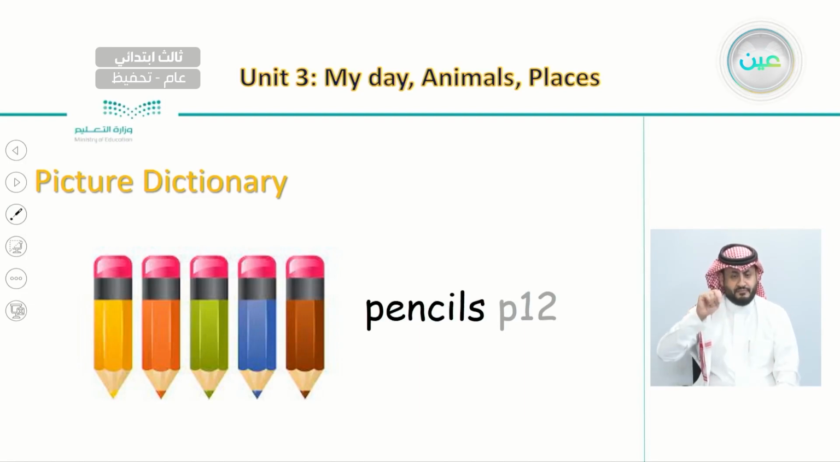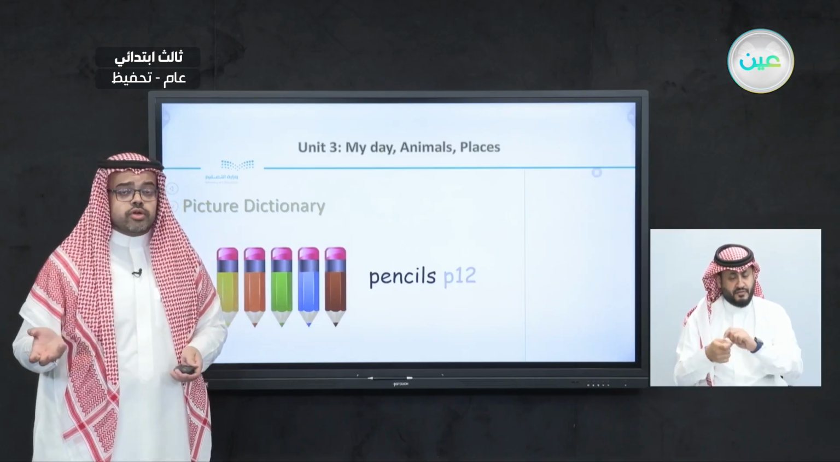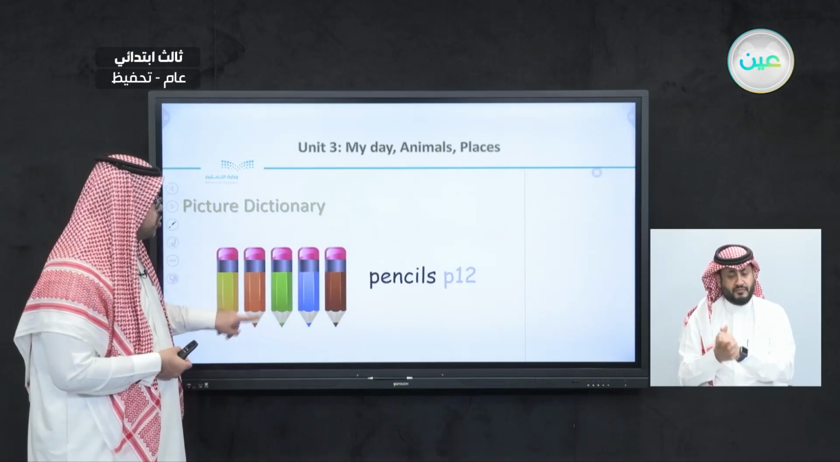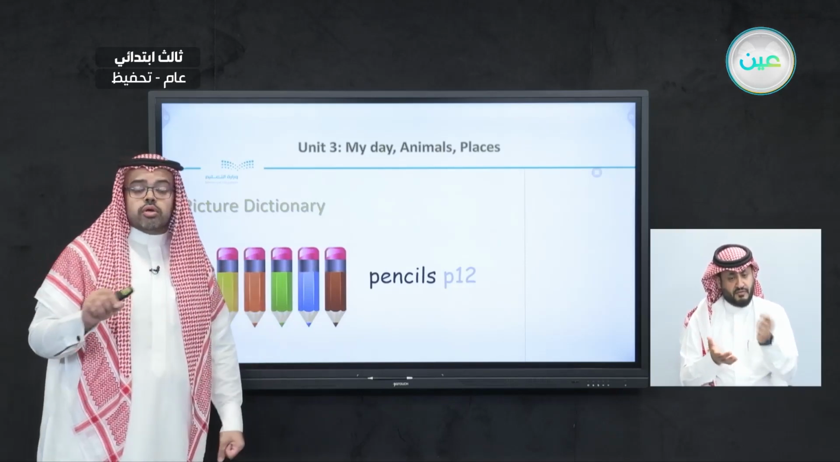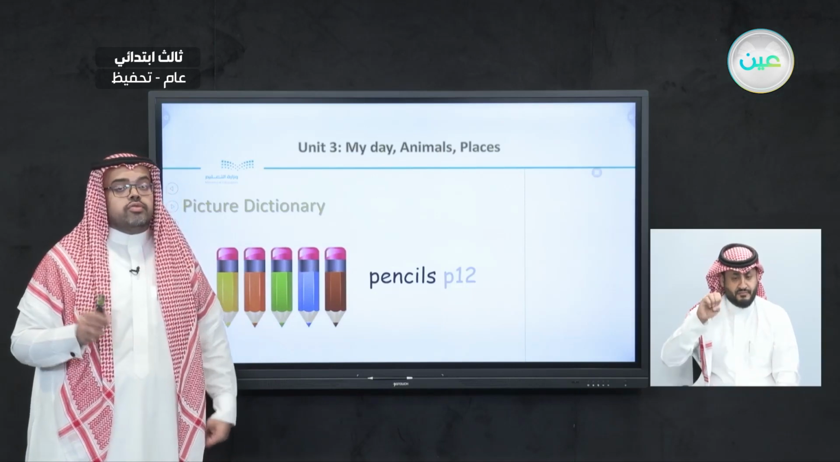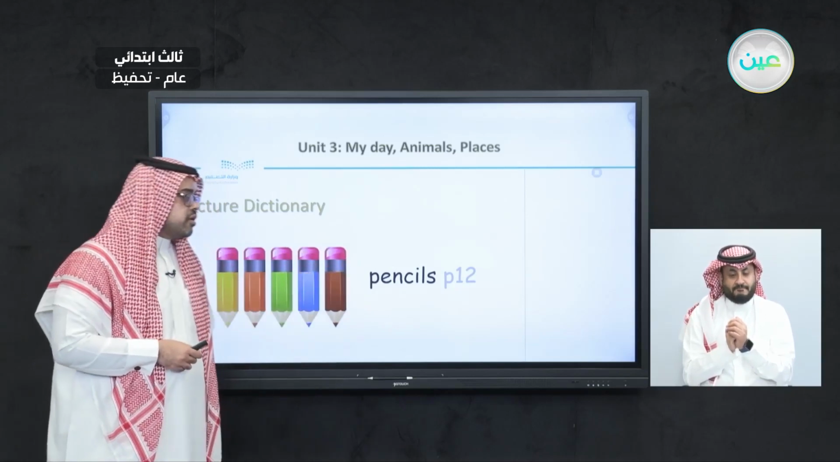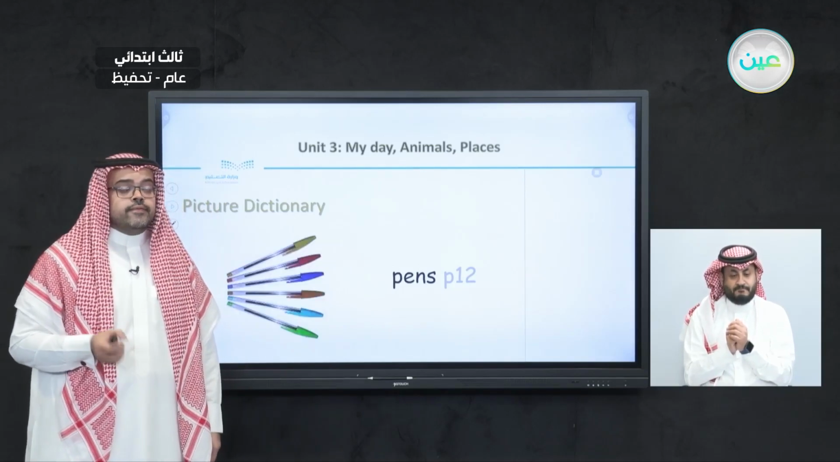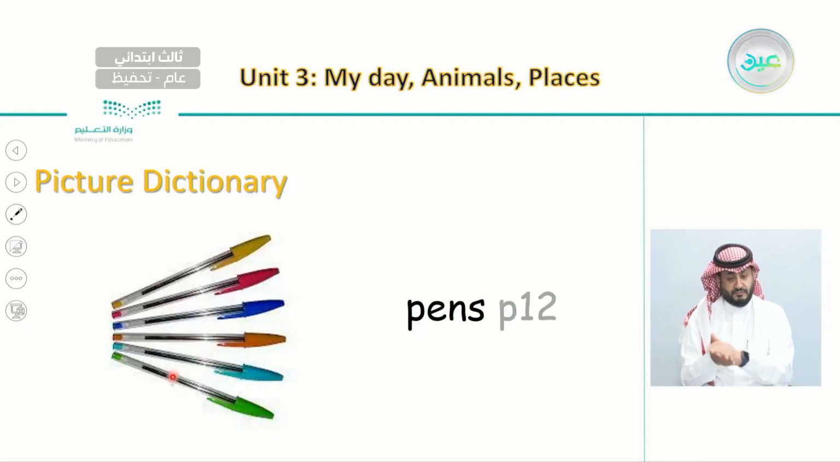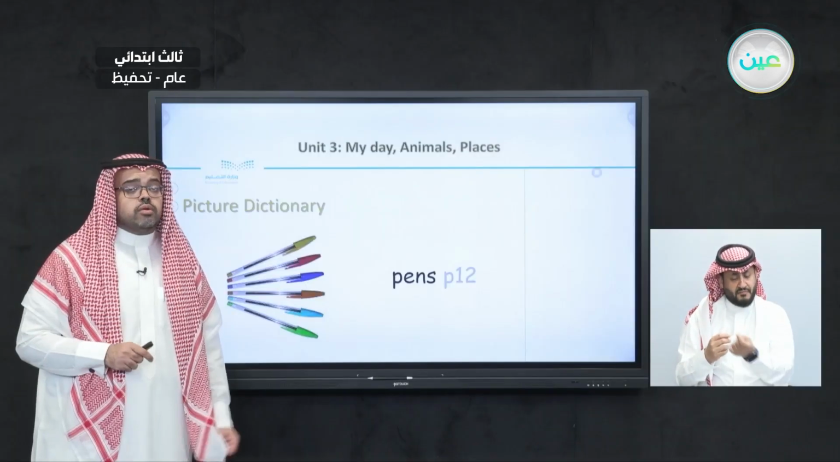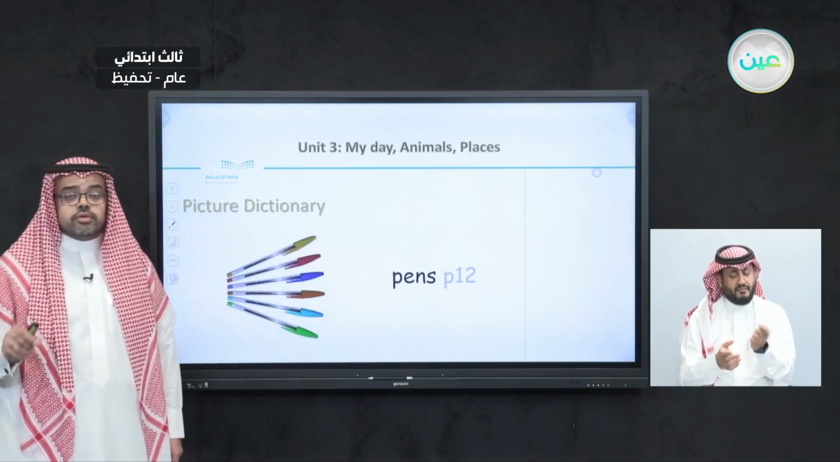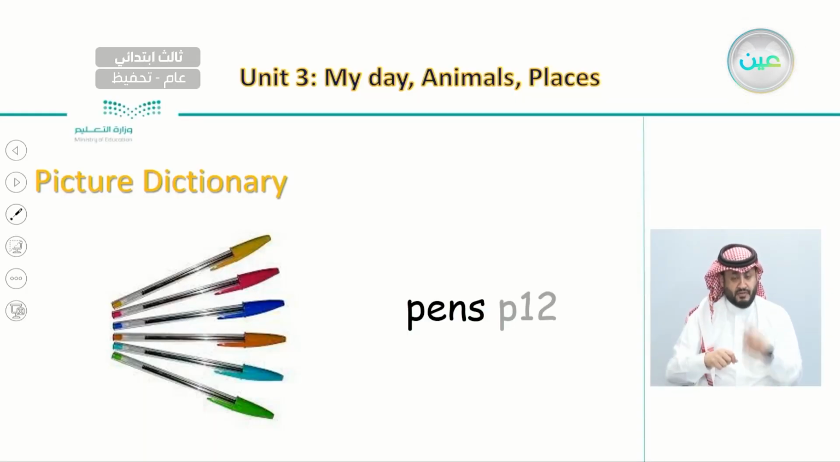Pencils are the kind we use when we want to draw something, for example, or if we want to write something in order to erase later on. So this is why we use pencils. Pencils that can be seen on page 12. The same goes with the other word, which is pens. Pens, we mean the pens that we use when we write our homework or when we are writing something. We usually use pens, and we can see this picture on page 12.